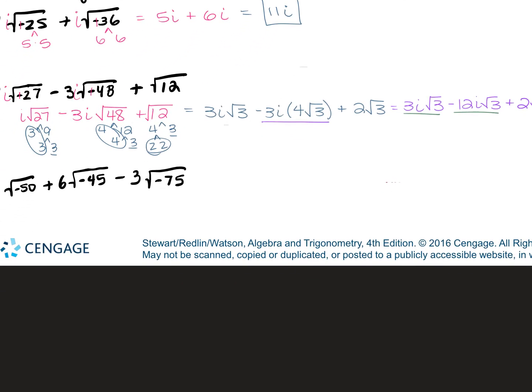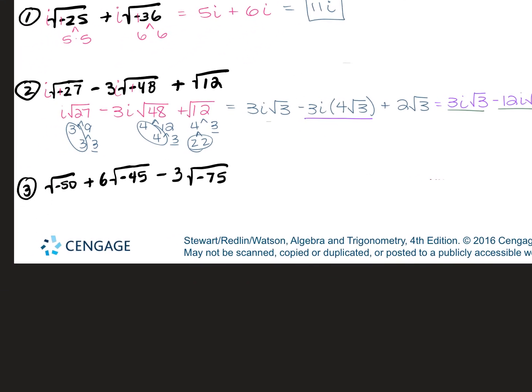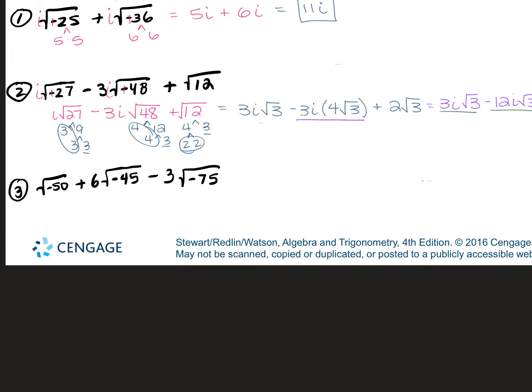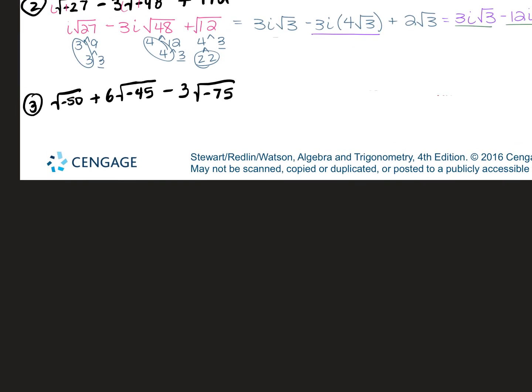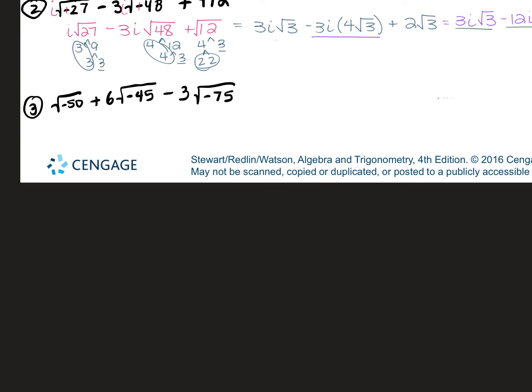For number 3, we have the square root of negative 50 plus 6 square root negative 45 minus 3 square root negative 75. I'm going to bring this down here in this black section and work it out down here, just that way we have a little bit more room when I take these negatives out. So first thing that we're going to do is take those negatives out. So we're going to take the negative out of the square root of 50. That's going to become i square root 50.